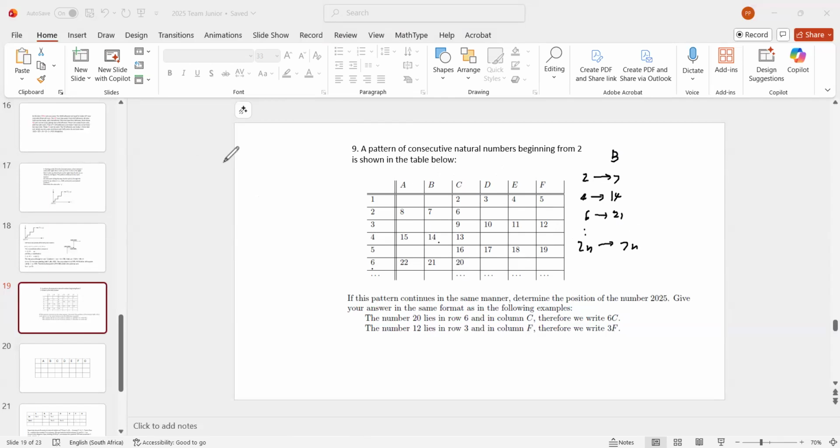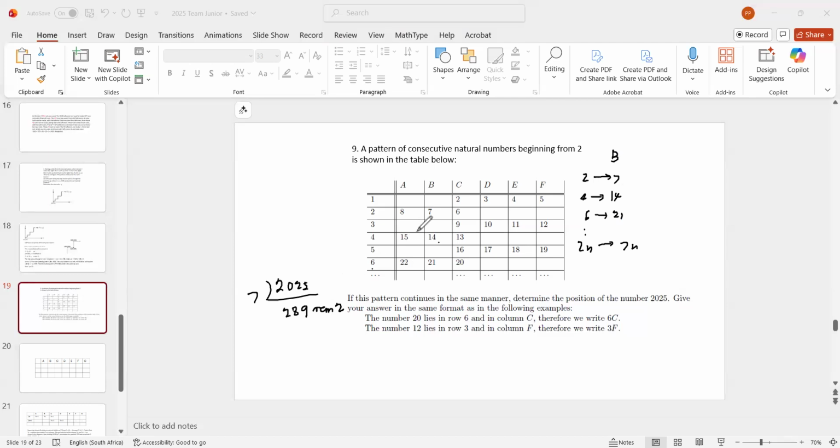Now I'm going to locate that in this table, at the 2nth row, whatever n is, and n is going to be quite large for 2025. So what is n in 2025? We'll have to see how many sevens there are in 2025. So let's divide this by 7, and you get 289, remainder 2.